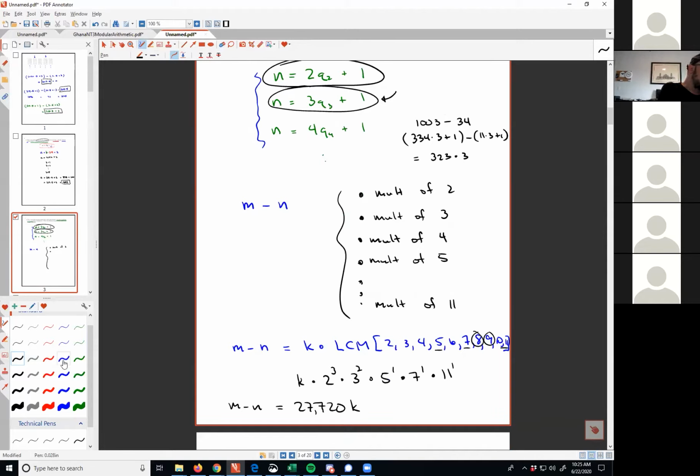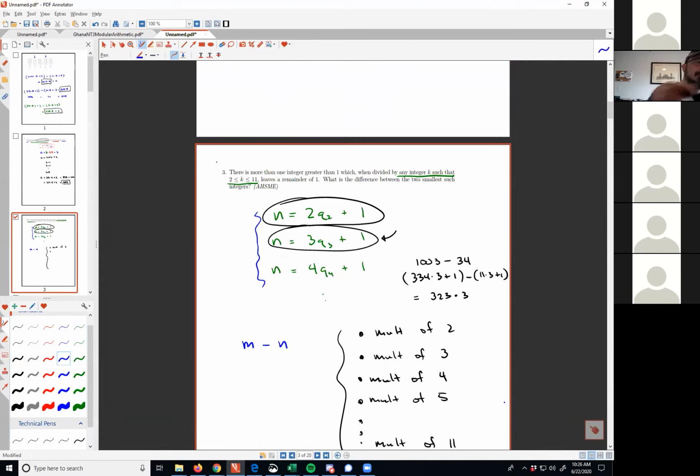27,720 because k is 1. Yeah, we just take the smallest possible value of k, plug it in, and we get the smallest difference between any two of all of these numbers. And so the smallest one is 27,721, and the second smallest is 55,441.